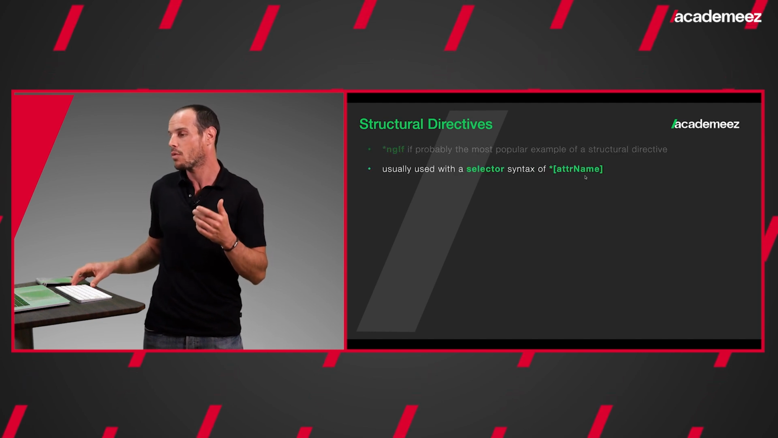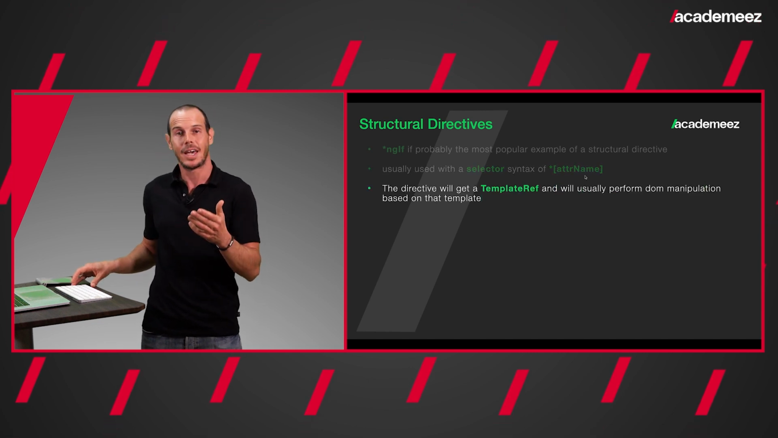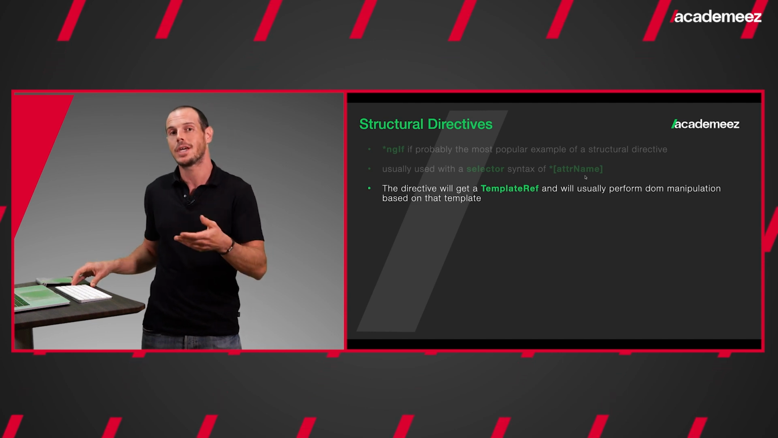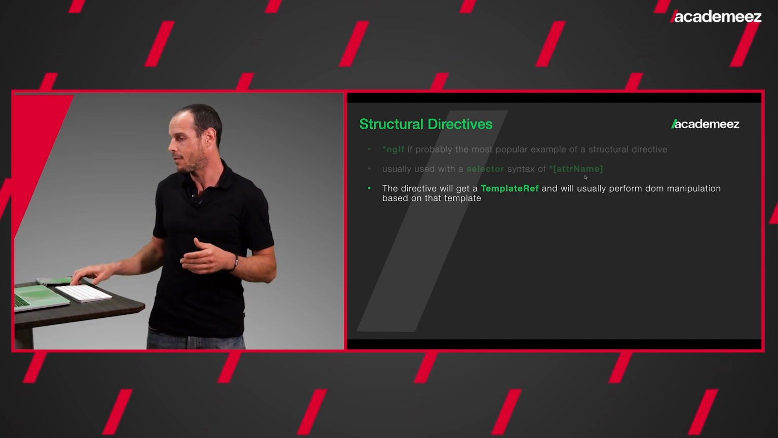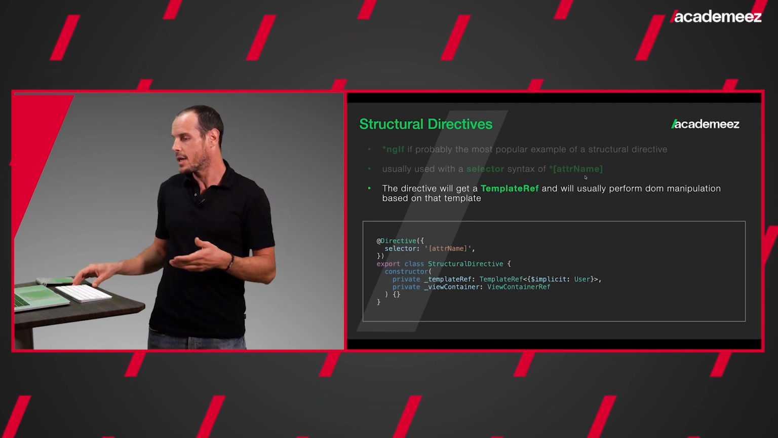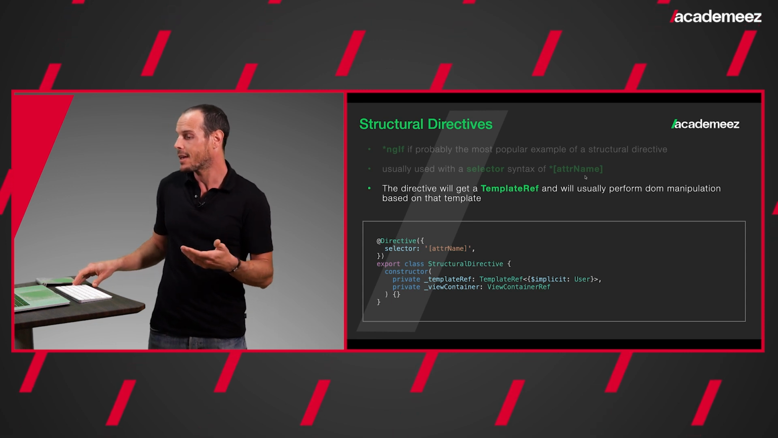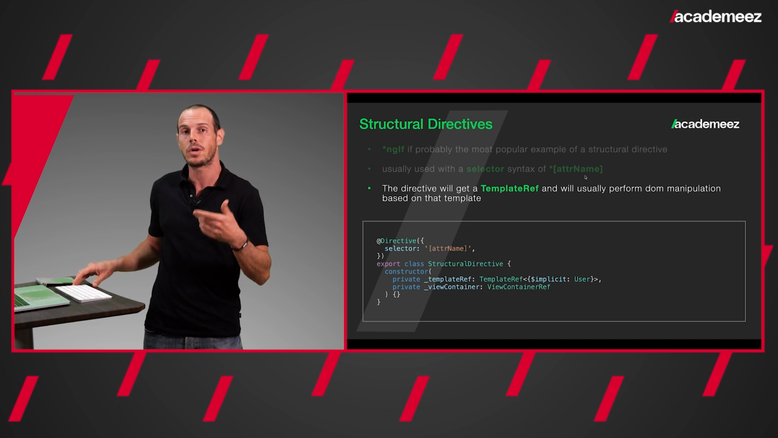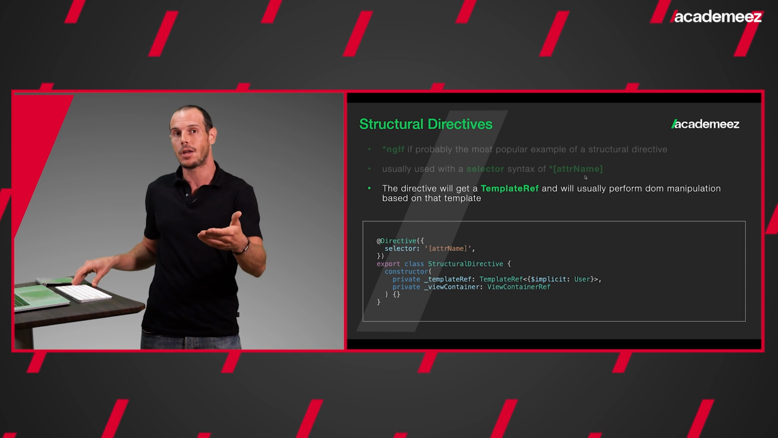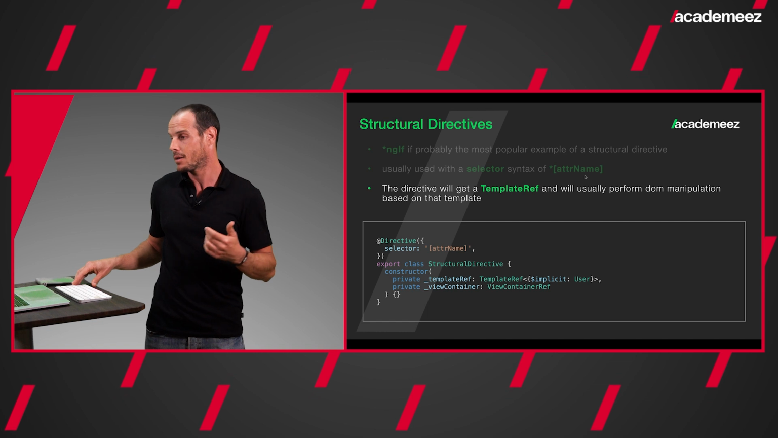So usually we use it with a selector of asterisk and then attribute name, and the directive gets a template which you can reference by template ref, and then it usually manipulates the DOM based on that input of a template. So an example of a directive, as you see in this code, is a directive with a selector of attribute name, and then it can reference the template or the view container that is assigned to that directive. That is the place where it usually does its DOM manipulation, and it's also getting the template where it can manipulate the DOM based on the template.